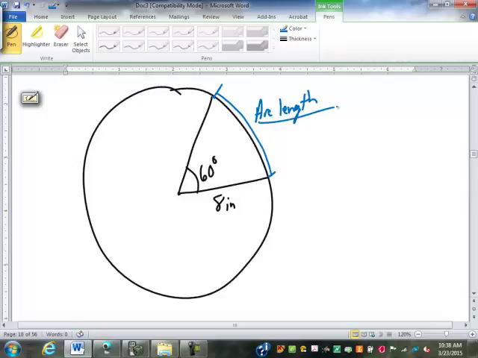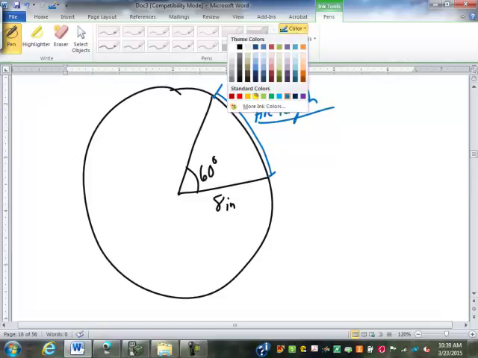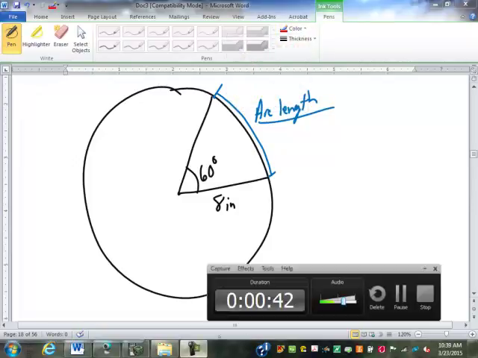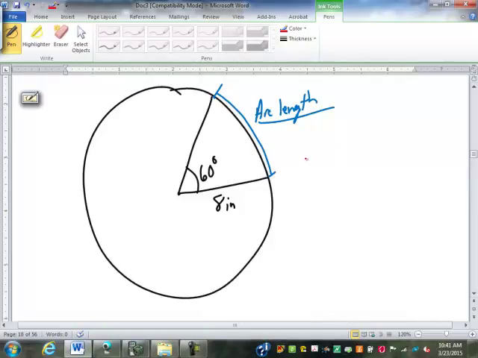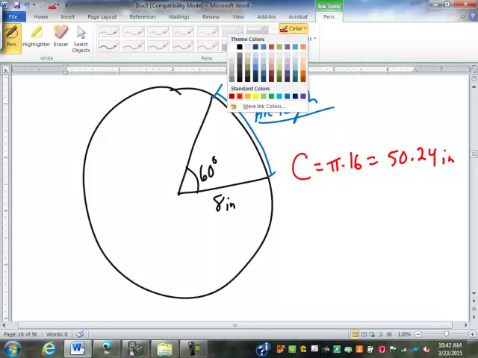The arc length. I'm going to give you guys a second to try that on your own, and then we're going to go over it. So what do we do first? Find the circumference, which is going to be pi times 16, otherwise known as 50.24 approximately inches. If you use the pi button, it probably comes up to 50.26. If you did 3.14, it's 50.24. On a tester quiz, I'll have both answers down. So anyway, that's not our answer we're looking for.